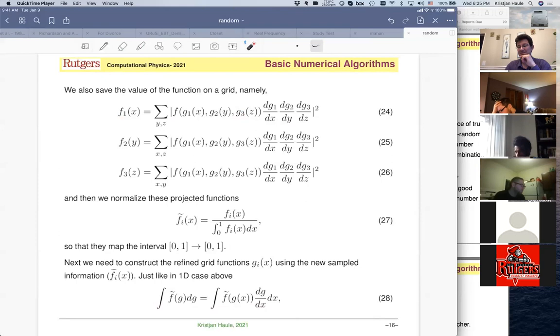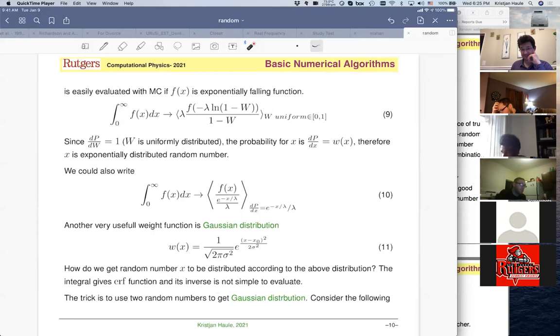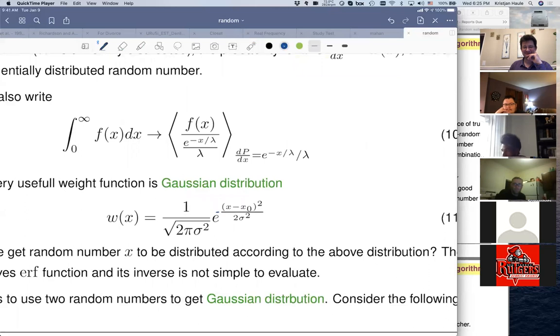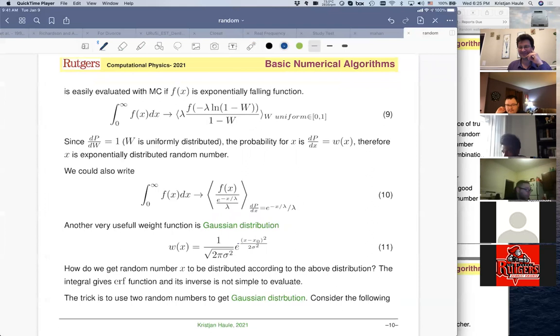Okay. By the way, can I go back to equation 10? Equation 10 or 11, I guess there was a typo. Yeah, 11. In the Gaussian distribution, I guess it means a minus sign in the exponent, right? Whoops, thank you very much. Absolutely. Yeah, exactly. Thank you.